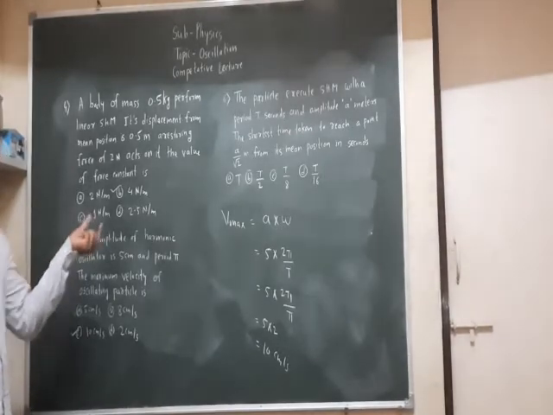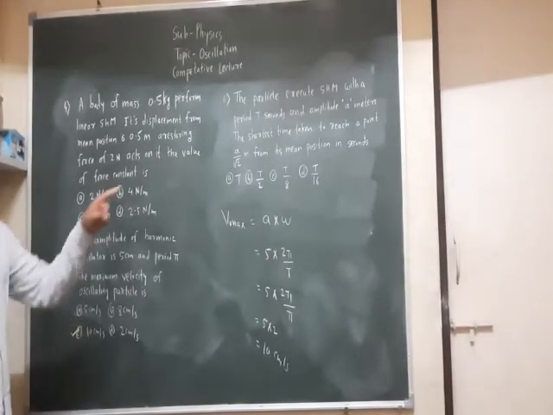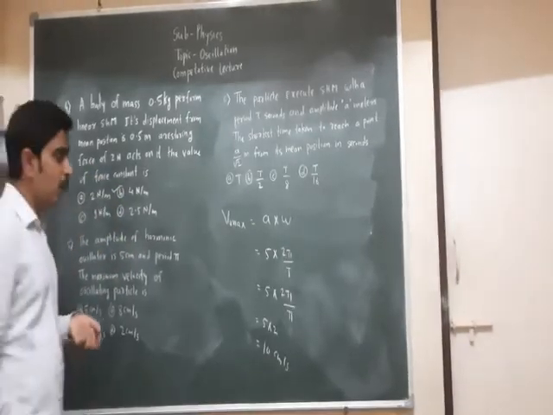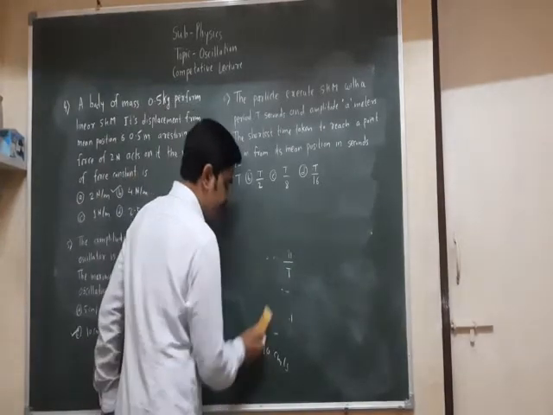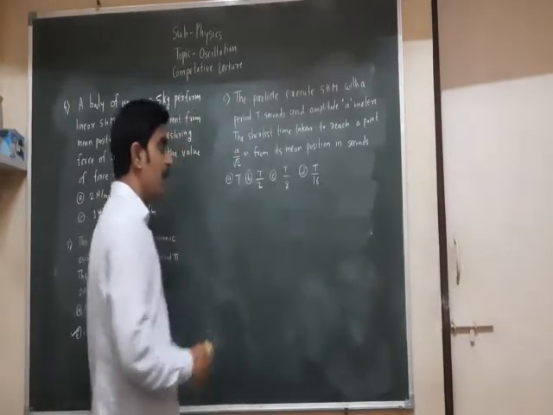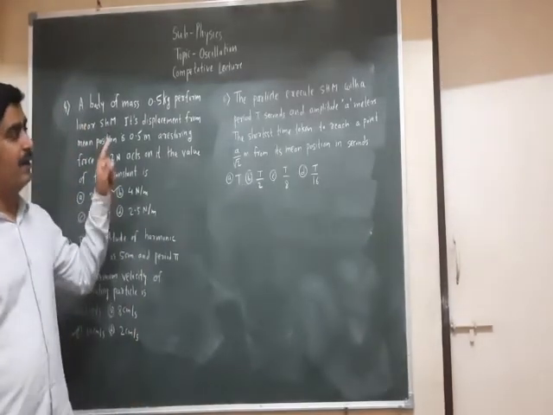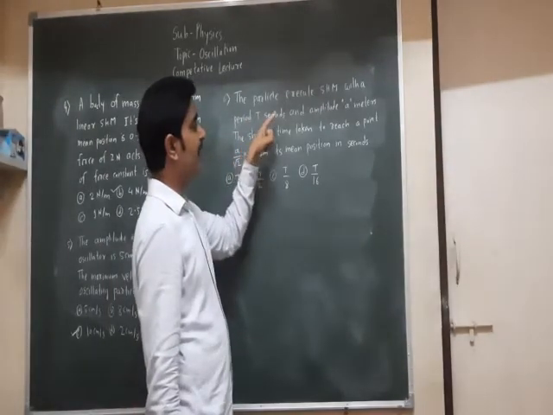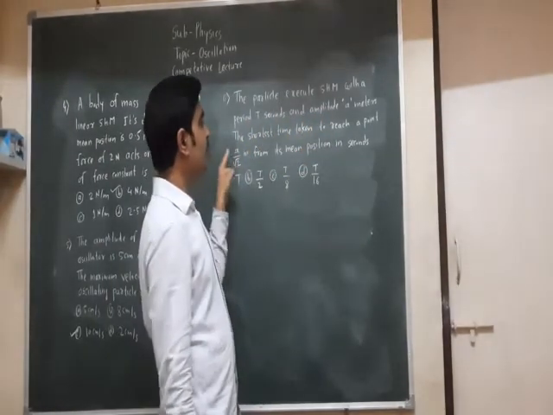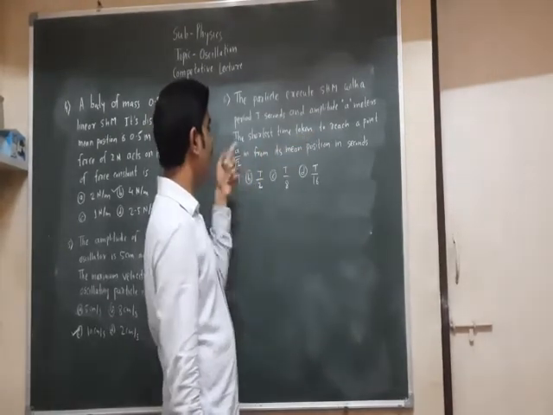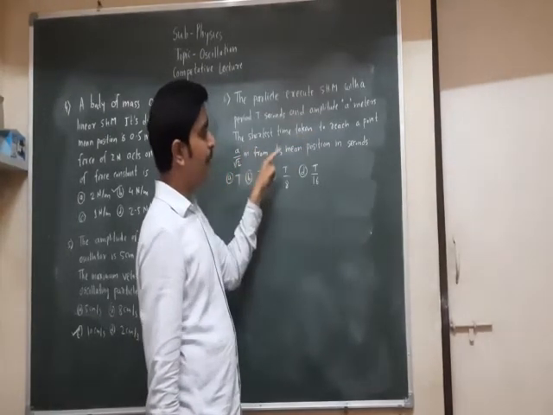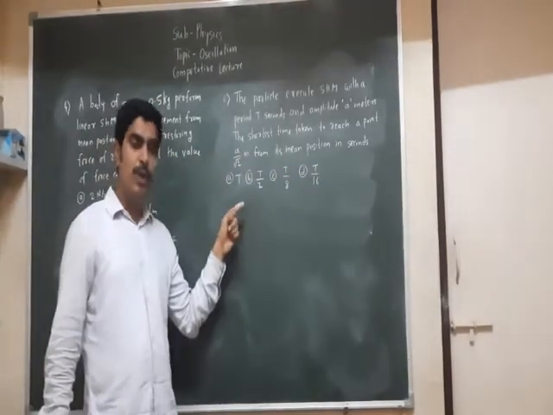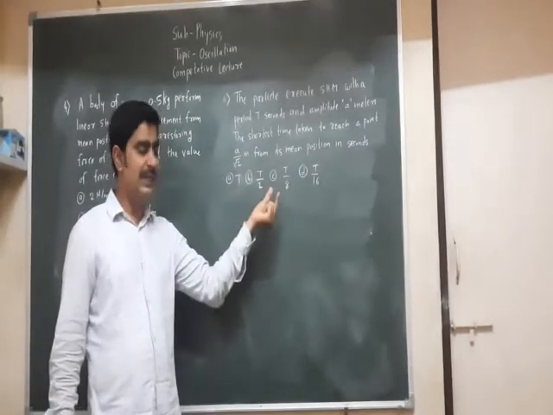So friends, here we have applied the formula Vmax is equal to A omega. A is the amplitude and omega is equal to 2 pi by T. Now we move to question number 6. The question number 6 says the particle executes SHM with a period T seconds and amplitude a meters. The shortest time taken to reach a point a upon root 2 from its mean position in seconds is option A T, option B T upon 2, option C T upon 8, option D T upon 16.